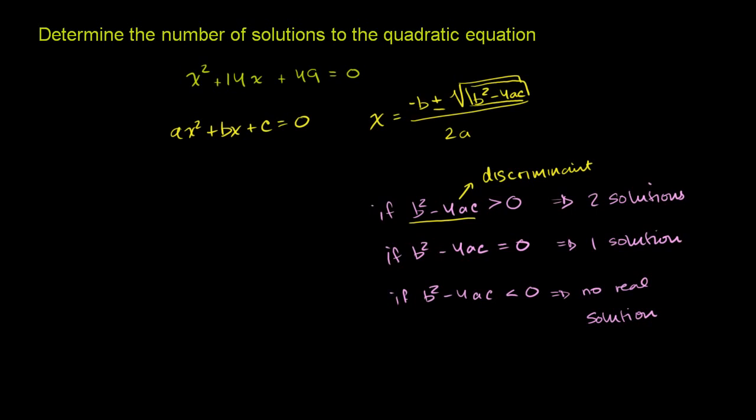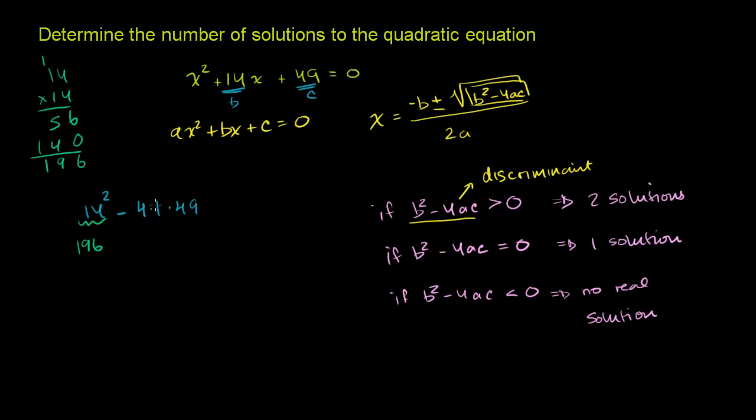So what is b squared minus 4ac? b is right here. It's 14. So it's 14 squared minus 4 times a, which is 1, times c, which is 49. That's c right there. Well, what's 14 times 14? You do it over here. 4 times 4 is 16. 4 times 1 is 4, plus 1 is 5, so 56. You put a 0. 1 times 14 is 14. It is 196. So this right here is 196.